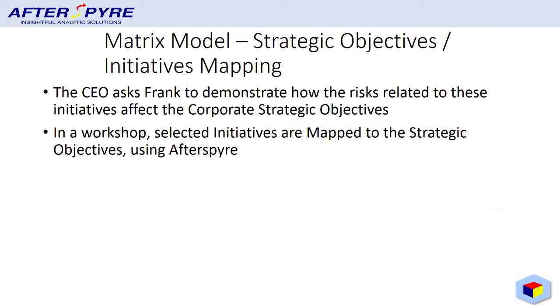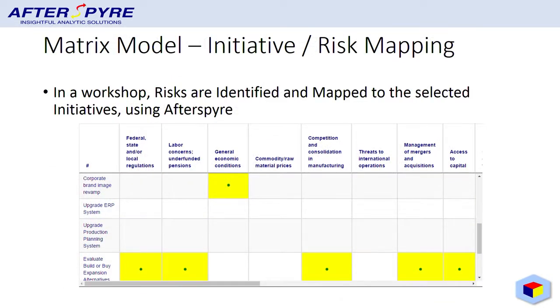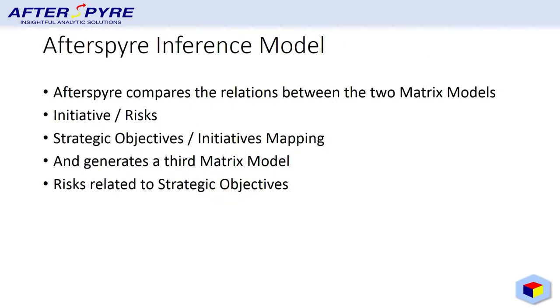to be used. Now, of course, you also want to understand, as part of a workshop, these initiatives which we chose, how do they map to the strategic objectives, and what are the risks which then impact the strategic objectives based on this. So as part of a second workshop, you can map the risks to the initiatives, and using Afterspyre, we can then do what is called an inference model, whereby we inference the two matrices. We can inference the strategic objectives and initiative matrix, the initiatives and risk matrix, and create a third matrix model using Afterspyre, which is risks related to strategic objectives.